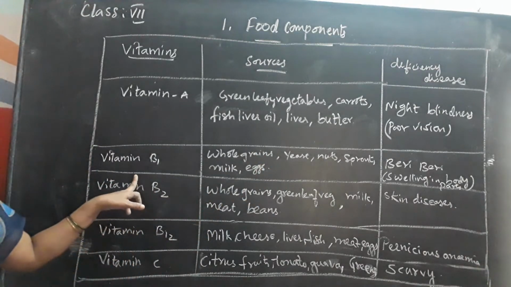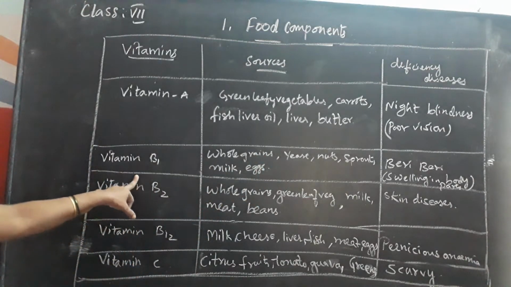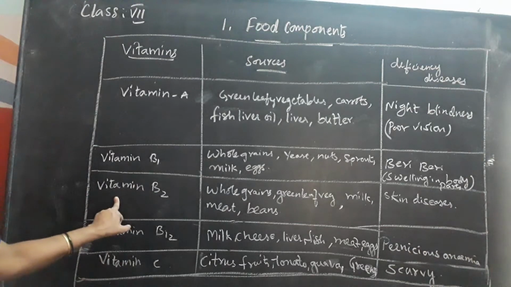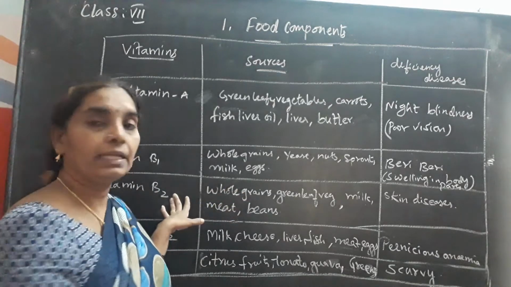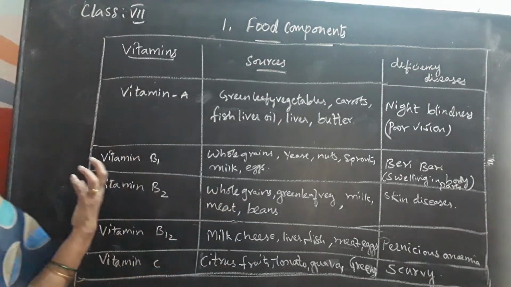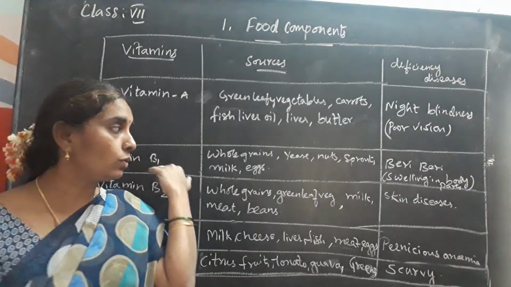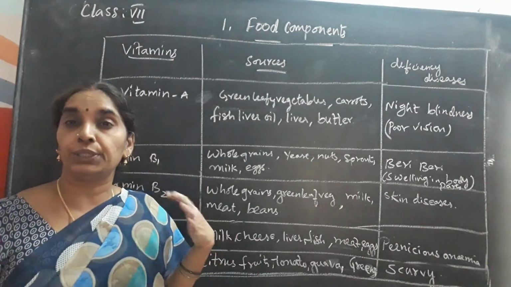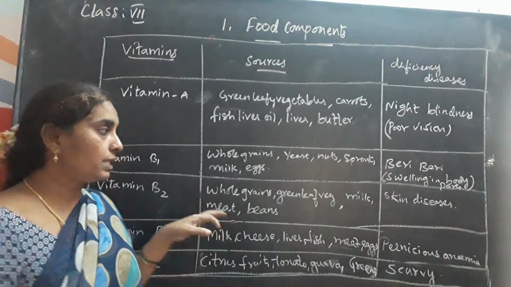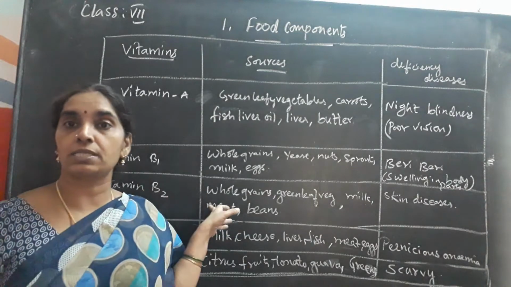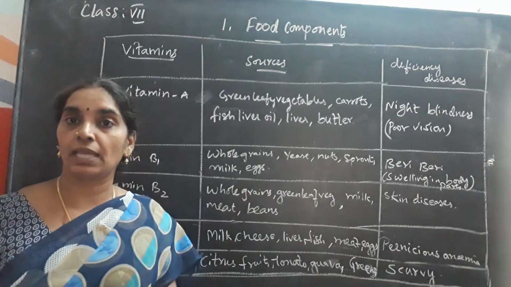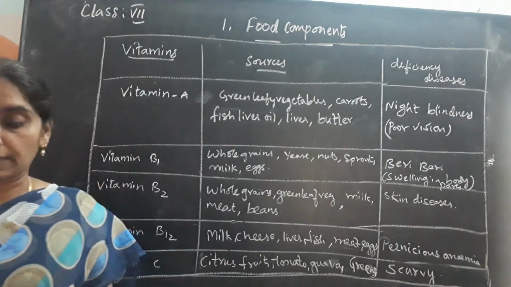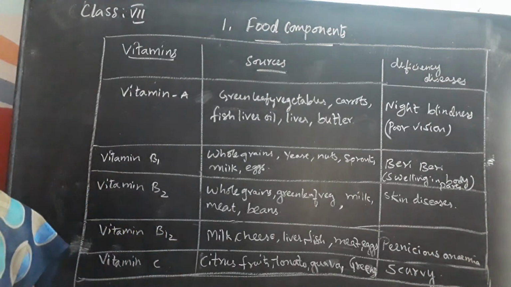Okay, children. Next, coming to vitamin B2. B2 deficiency indicates irritation of eyes, dry skin, or inflammation of the tongue. So you get irritation in the eyes. Sometimes you will be rubbing the eyes continuously due to the irritation. So these are skin diseases, B2 deficiency. It leads to irritation of the eyes or the skin sometimes, or inflammation of the tongue.